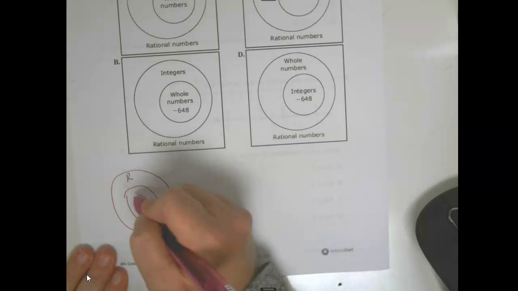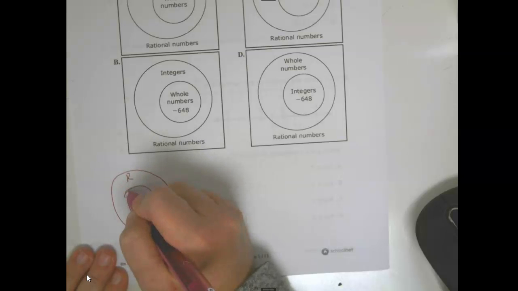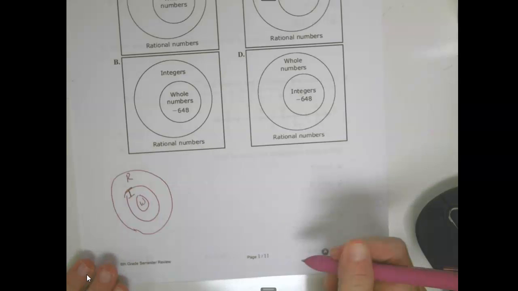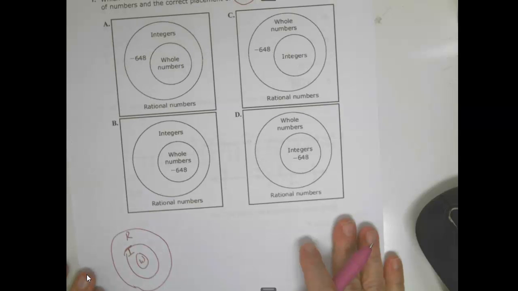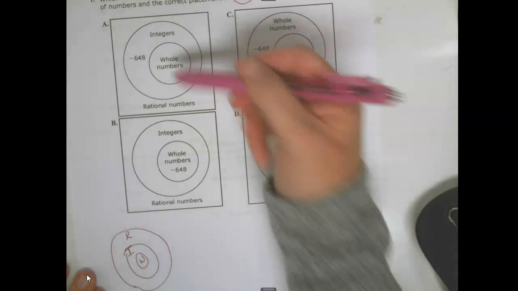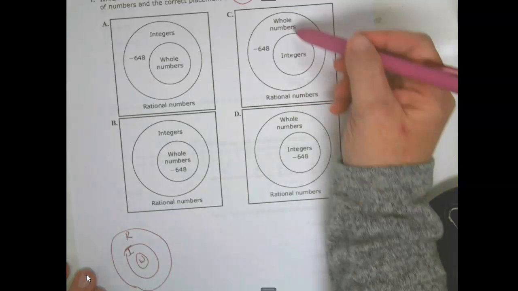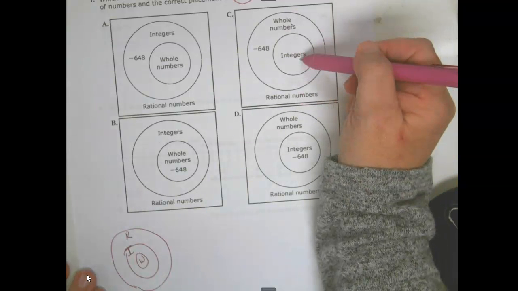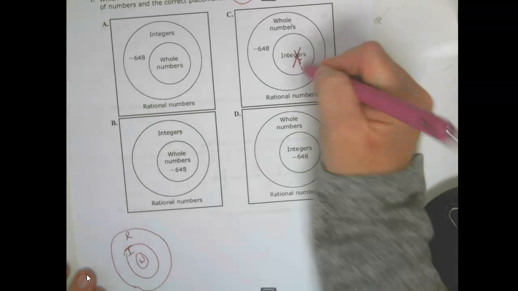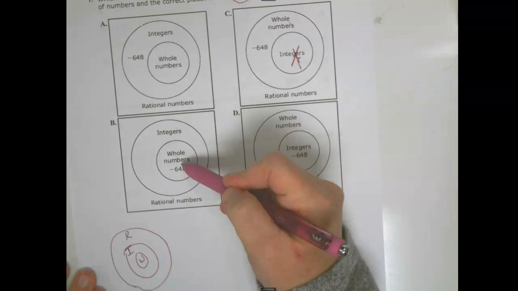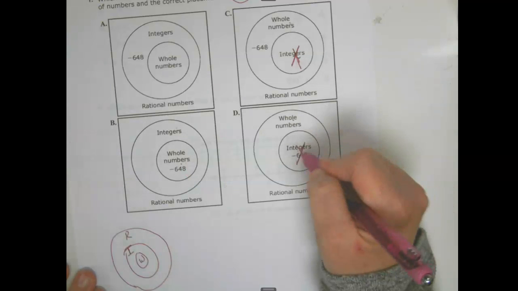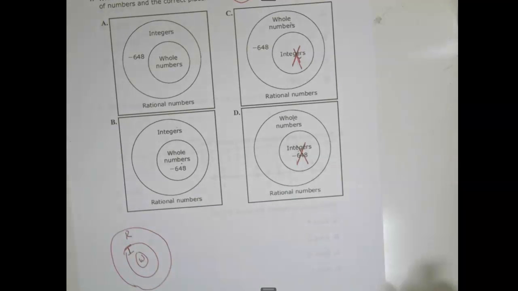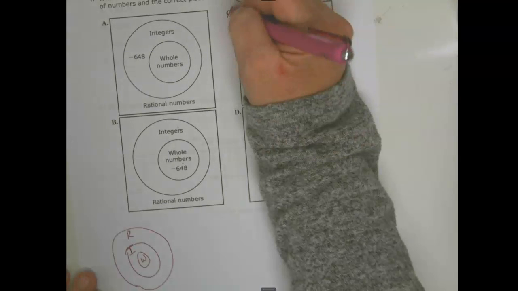On the outside is rational, then integer, and whole. Rational, integer, whole, so that one works. Rational, whole, integers, so this one doesn't work. Rational, integers, whole, that one works. Rational, whole, integers. So just by looking at my Venn diagram I made, I can eliminate 2 of the answer choices.